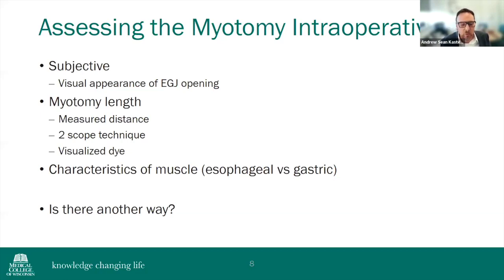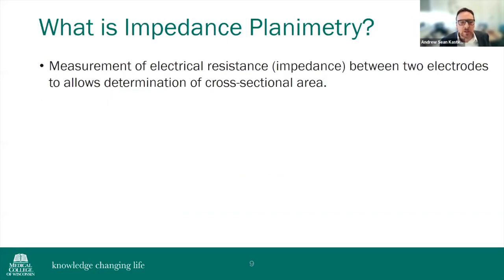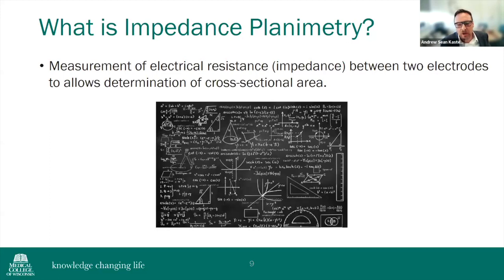So is there another way? And that's what we'll start to talk about today. Impedance planimetry is a way that we can actually measure how that valve, how that LES opens. What impedance planimetry does is it uses electrical resistance, measured electrical resistance, to then determine cross-sectional area of a lumen. And there's a variety of different awesome physics formulas, and over the next 2 hours, I'm going to go over each one of these in detail.